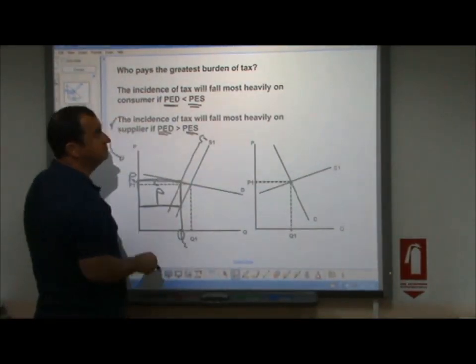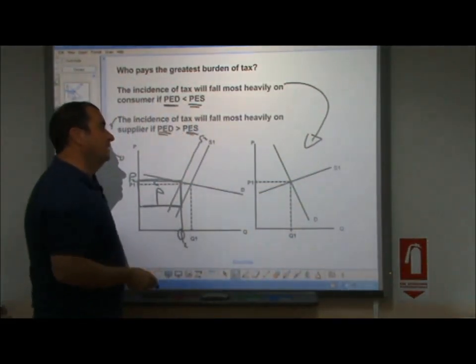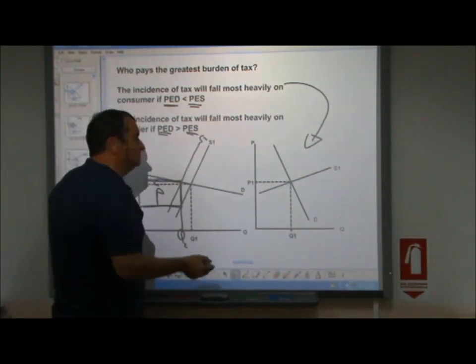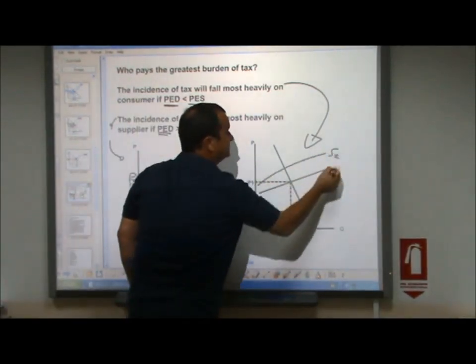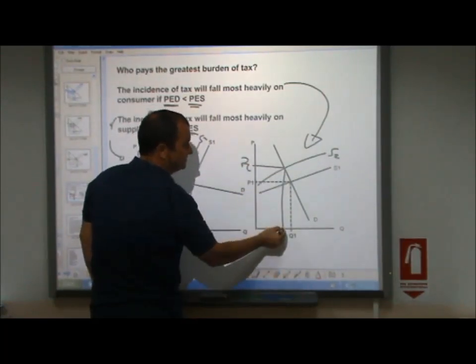This is an example of the reverse. This will be an example of that one, because the demand is inelastic and the supply is more elastic. So let's explore it. Let's impose a tax, S2. There's the new equilibrium point, price P2, quantity Q2.